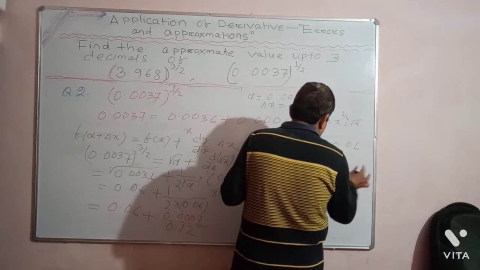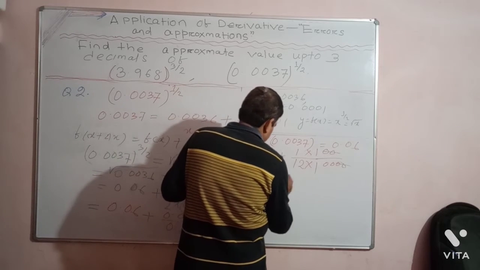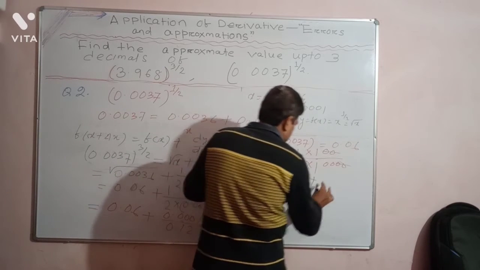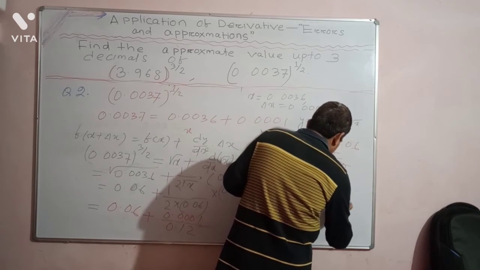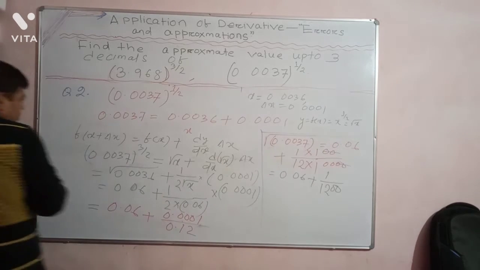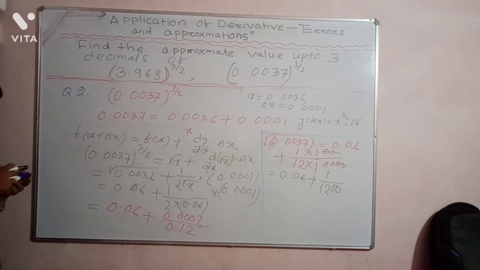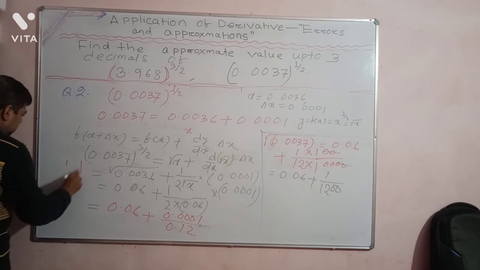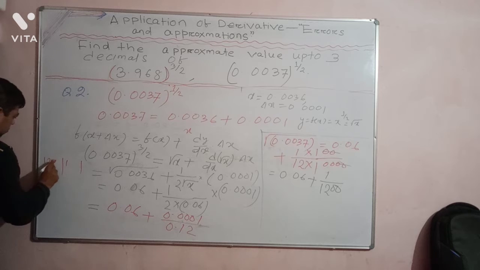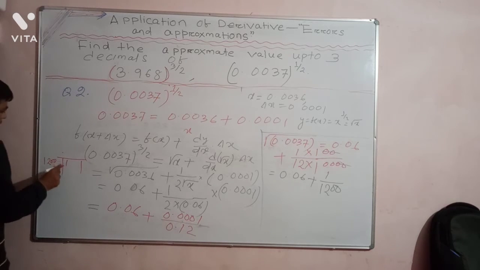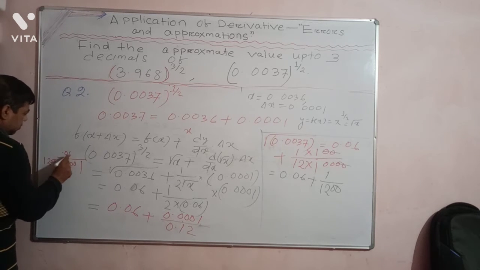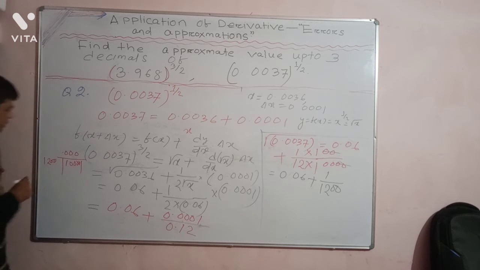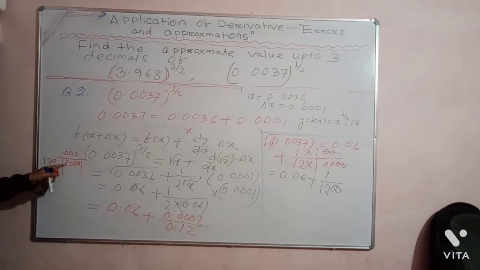So the zeros can be cancelled here, and it will be 0.06 plus 1 by 1200. We have to divide this 1 by 1200. How do we divide 1 by 1200? Keep the decimal point, then put 0s, adding 1 0 each time, after the decimal point.